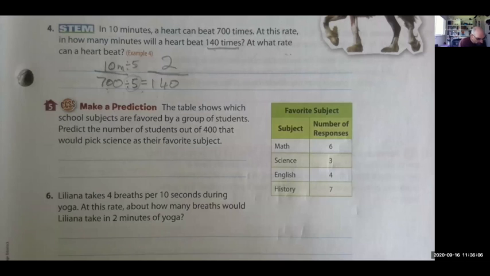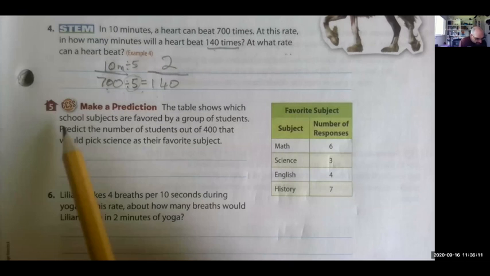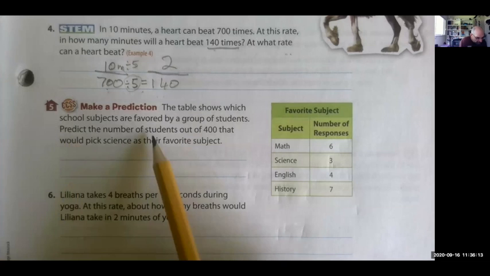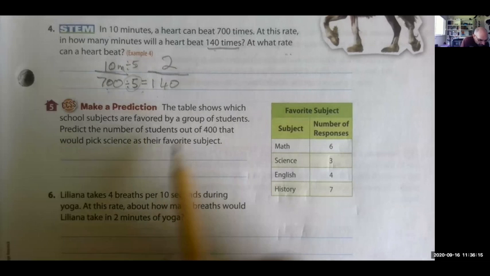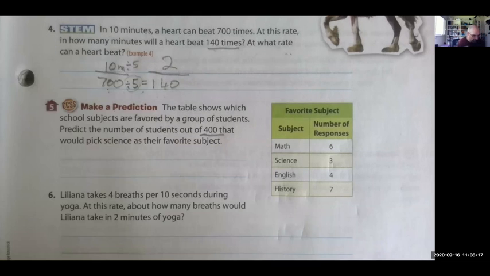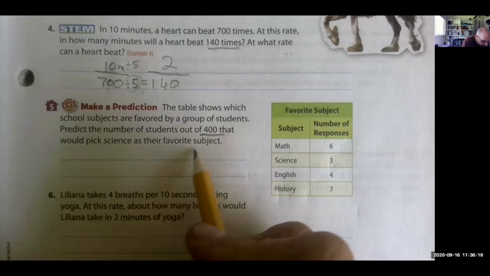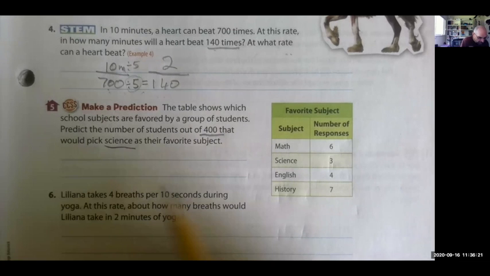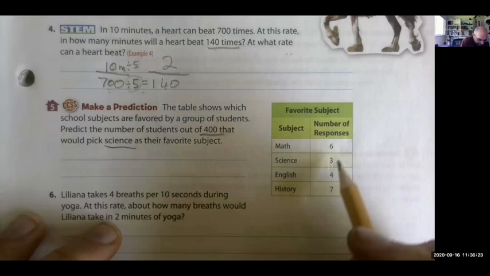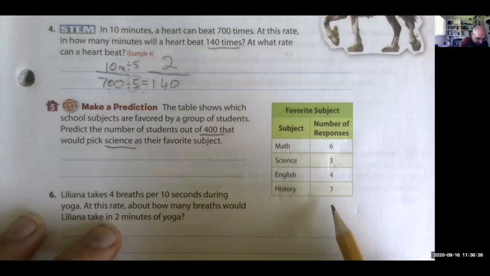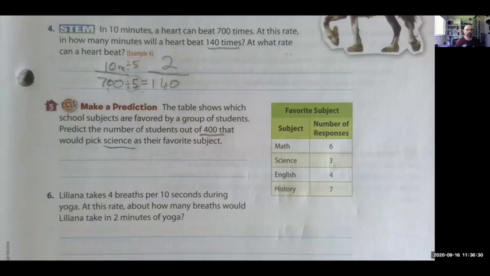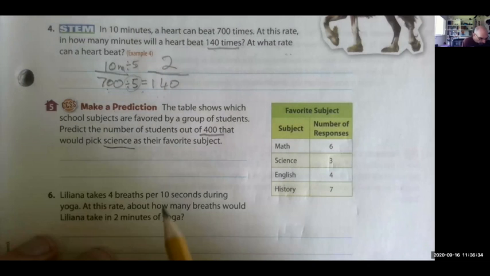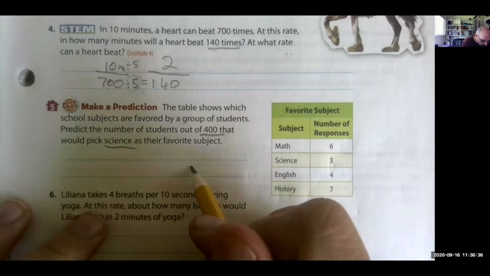Okay, so let's do number 5. It says the table shows which school subjects are favored by a group of students. Predict a number of students out of 400. This is really important. Out of 400 that would pick science as their favorite subject. So we know we have to figure out how many right now have picked science. Right now there's, well, I don't want to tell you. I want you to try this on your own. Ready, go.